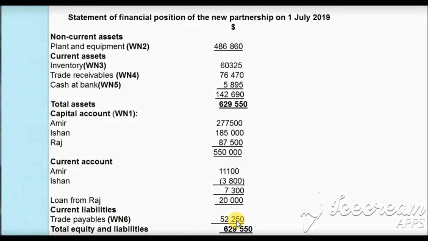Now when we total this up, that is, if we take the total of the capital, that is $550,000 plus $7,300 plus $20,000 plus $52,250, we will get the total equity and liabilities as $629,550. With this, we have completed the statement of financial position.